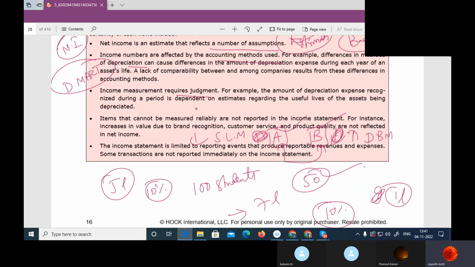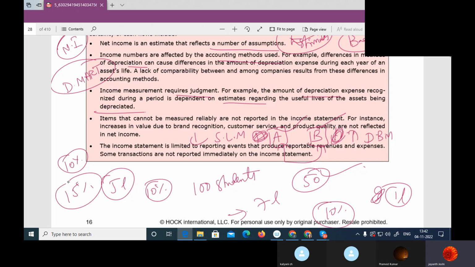Income measurement requires judgment. For example, the amount of depreciation expense recognized during a period depends on estimates regarding the useful life of the asset being depreciated. The depreciation expense you show in the income statement is based upon your estimates. Say you decide that 10% is what you will depreciate. Why not 15% then? It can be.